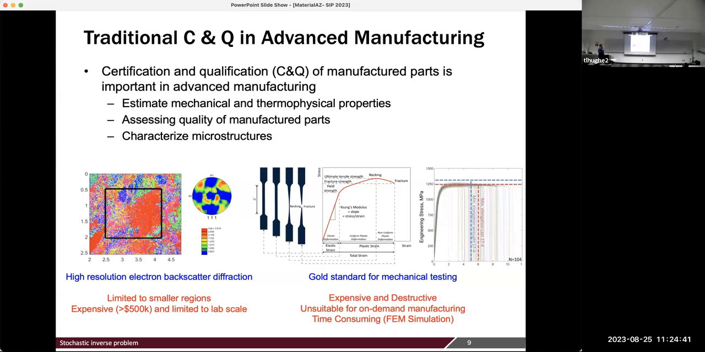So the main question is, if we have to accelerate characterization, how can we develop techniques that are based on data that can potentially replace, or we can also say augment, EBSD and mechanical testing. Two different examples.